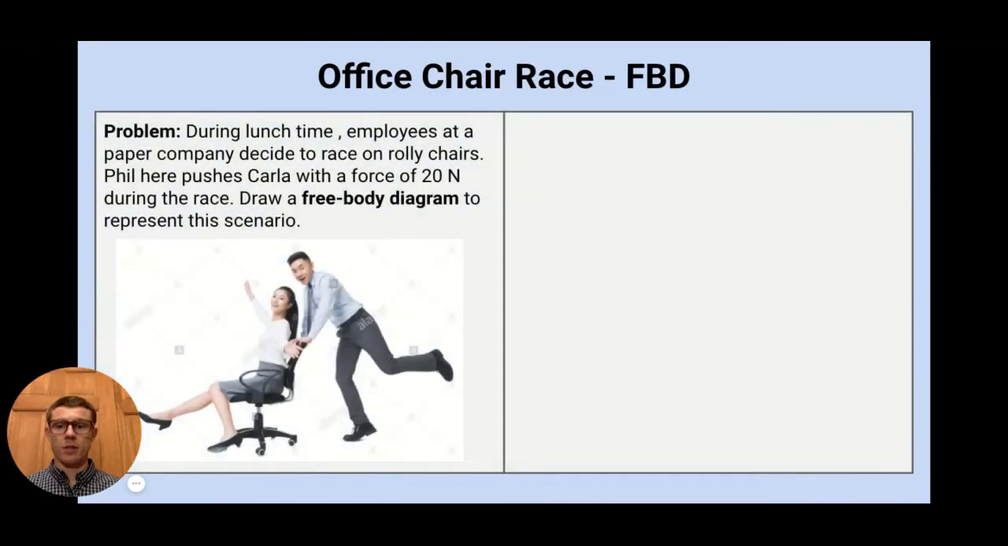Here's an office chair race. During lunchtime, employees at a paper company decide to race on rolly chairs. Phil here pushes Carla with a force of 20 newtons during the race. Draw a free body diagram to represent this scenario. Let's start. As always, we draw our square to represent our body here. Our body in this case is the chair with Carla in it, all as one body.